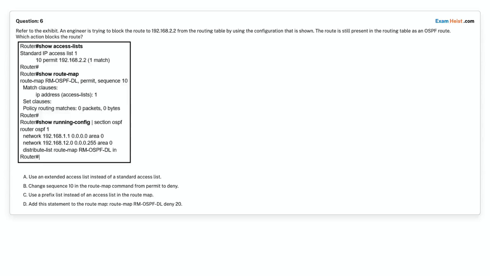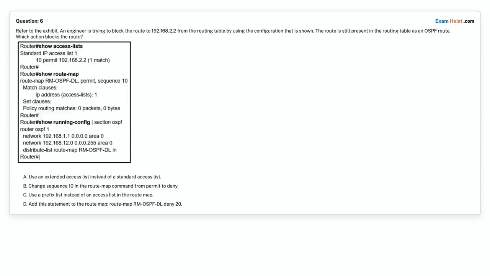Question 6. Refer to the exhibit. An engineer is trying to block the route to 192.168.2.2 from the routing table by using the configuration that is shown. The route is still present in the routing table as an OSPF route. Which action blocks the route?